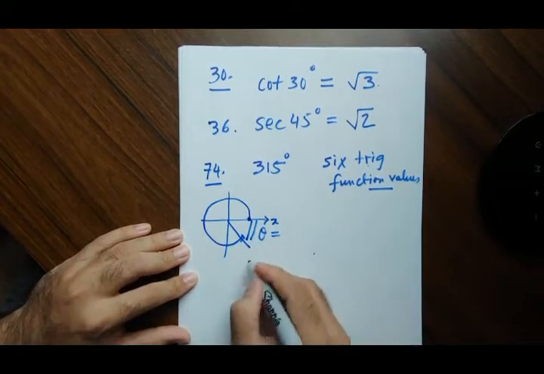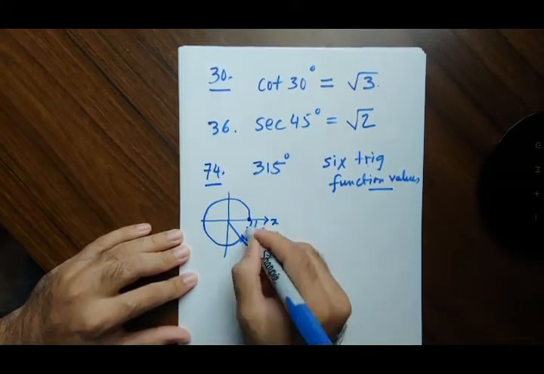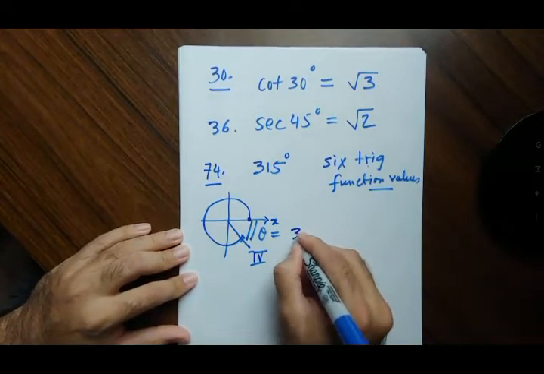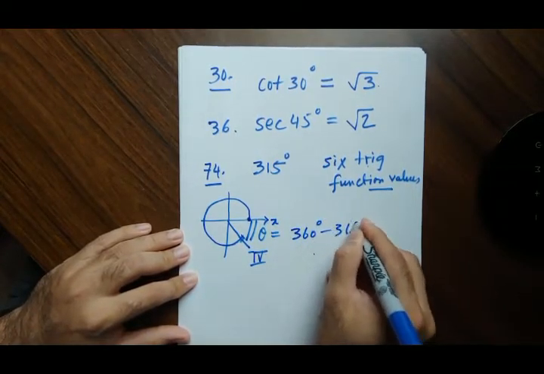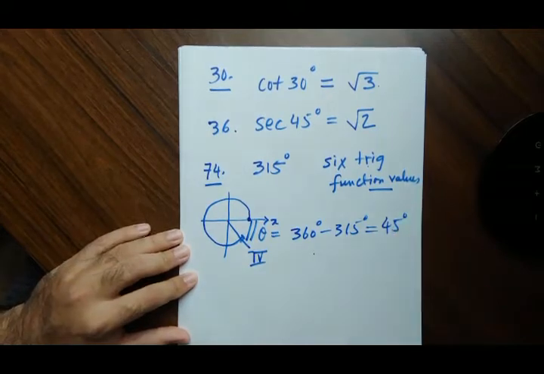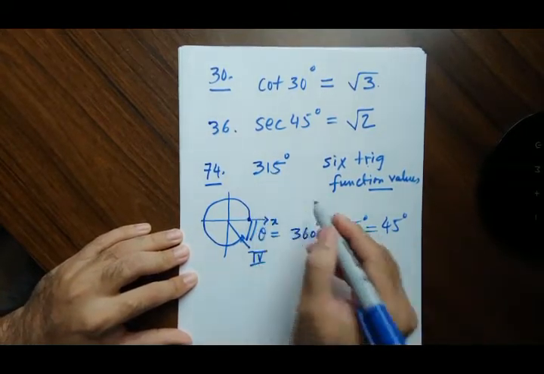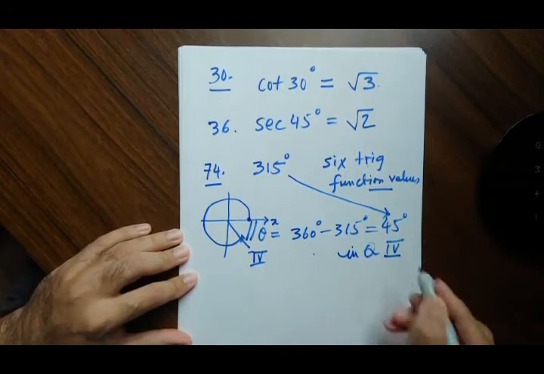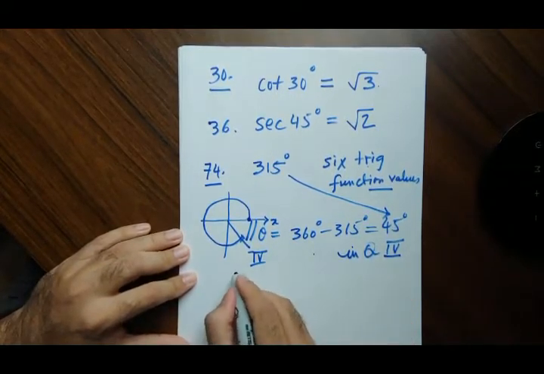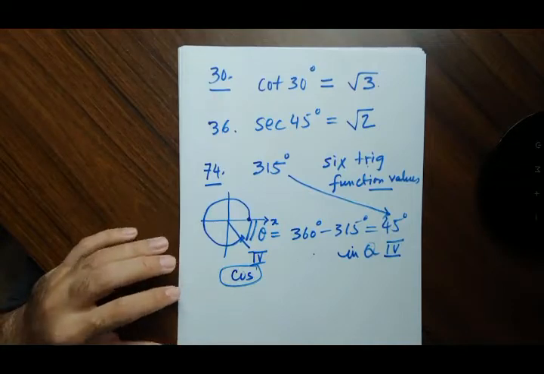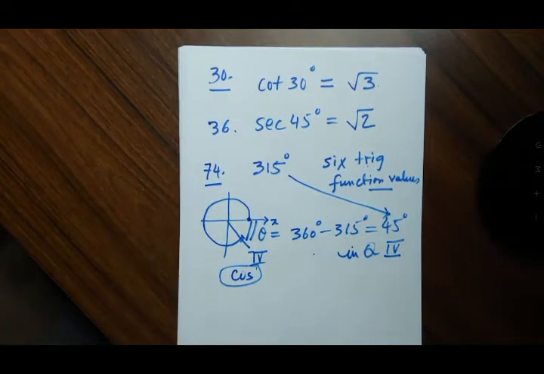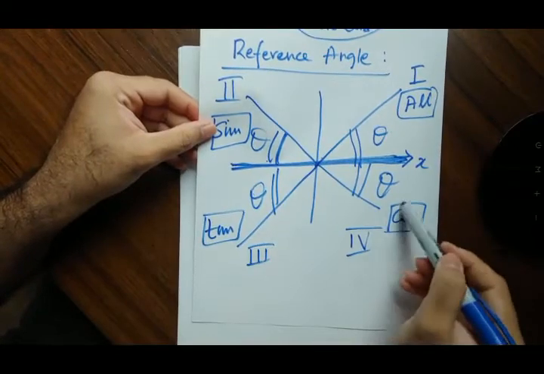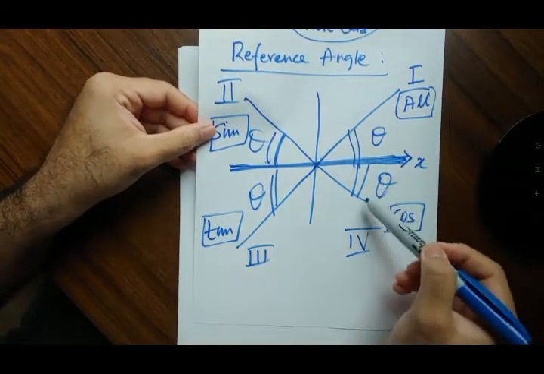What would that be? Because in the fourth quadrant, whatever angle it's making with the x-axis, that'll be the theta. So what would that be? That'll be 360 minus 315, which is 45 degrees. So 315 actually translates to 45 degrees in quadrant 4. And what's positive in quadrant 4? Cosine. You know from your note card that you have written down, in quadrant 4, cosine is positive, and this is the reference angle.